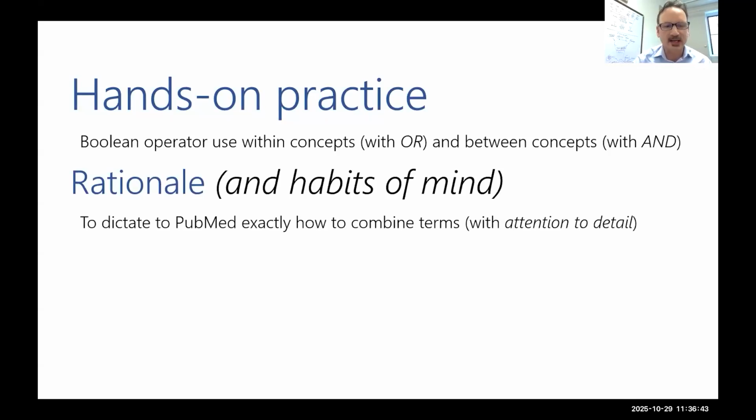So the rationale here, again, is to dictate exactly how to combine terms. And we have to have attention to detail. We don't want to leave out an or, for example, or an and will get inserted. So in a long line of synonyms, if you put an and in the middle, that's telling PubMed something quite different than if it's an or. Basically, it's saying you need to have multiple synonyms in a record before it will get pulled. And that's not what we want. We're interested in any instance, and it doesn't matter what term. They don't have to be together. At least the synonyms don't have to be together.